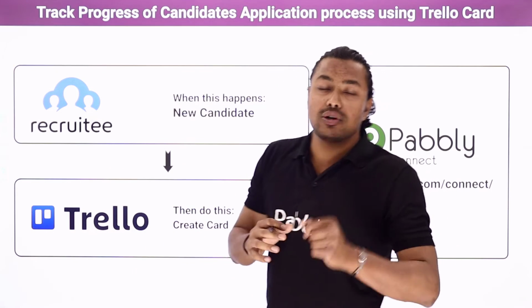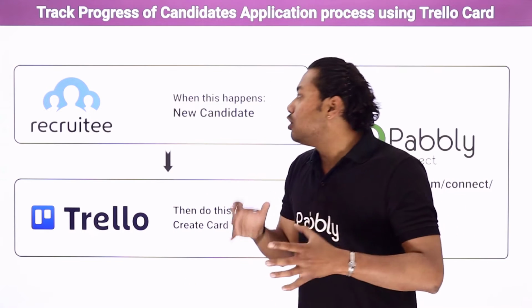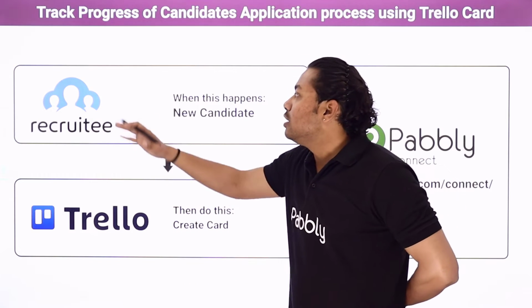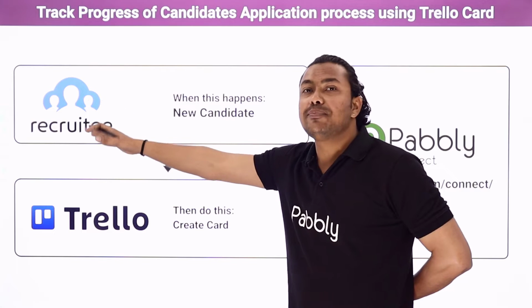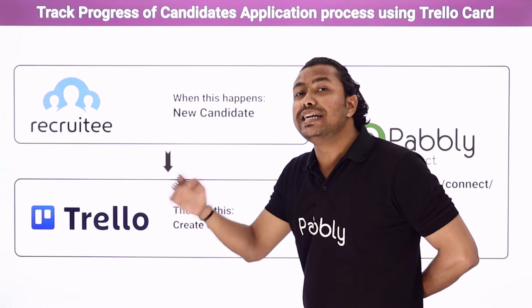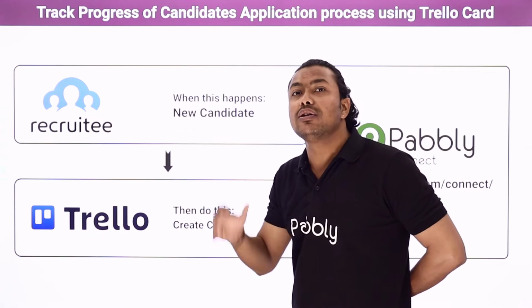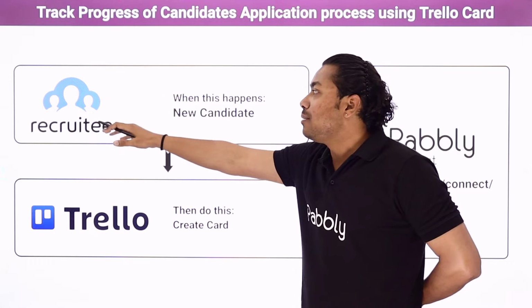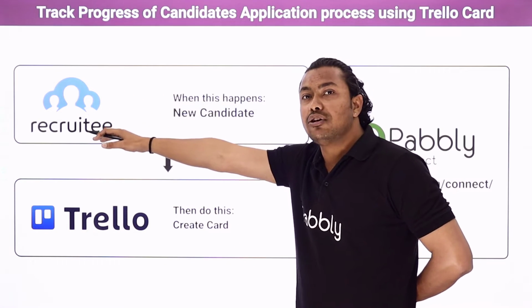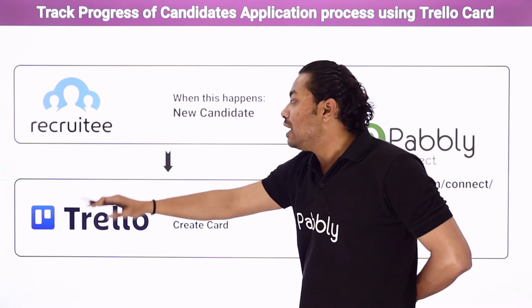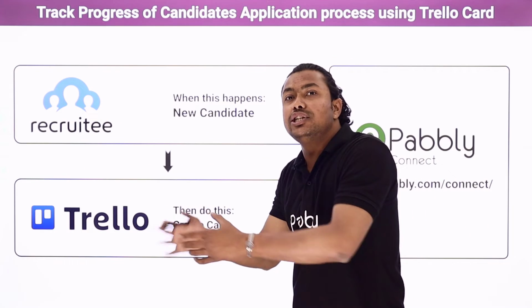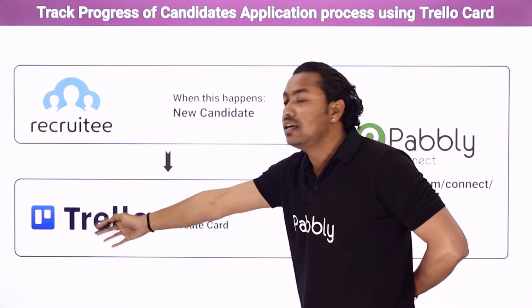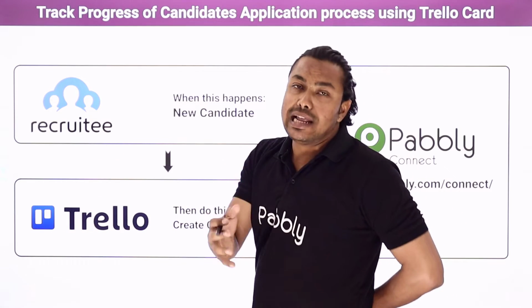Now, why would you need this automation? This automation would be very useful whenever you want to view a particular type of candidates applying for a particular kind of job or position in your company. So what will happen? Whenever a person applies for a particular kind of job, we will make a Trello card based on that position, and only those candidates will be added to those positions in Trello.